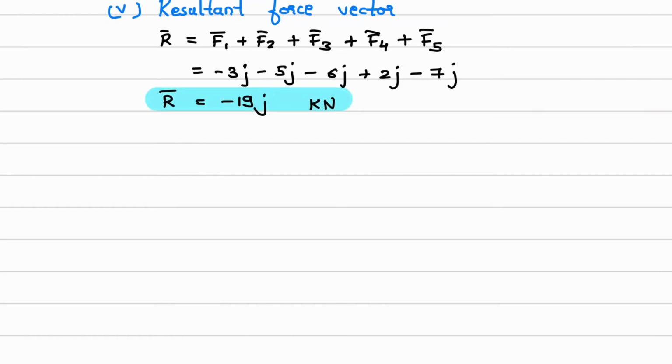Now we have found the resultant force vector. We have to find its position. Let this resultant R bar force vector act at point P. Now we have to find the coordinates of point P. So first we will calculate the resultant moment vector.